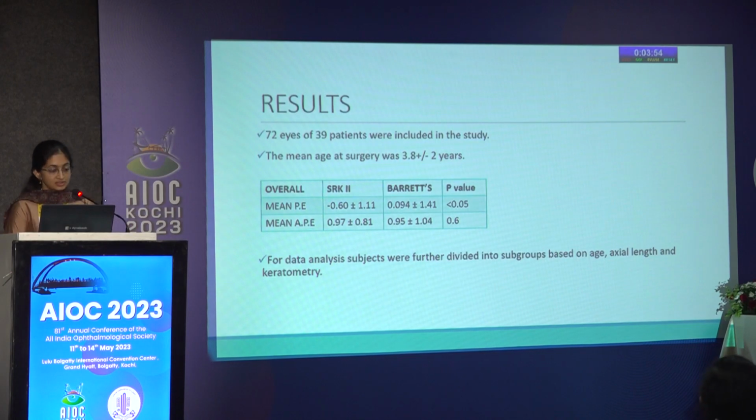So coming to the results, a total of 72 eyes of 39 patients were included. The mean age of surgery was around 3.8 years. In the overall cohort, we can see that the mean predictive error for Barrett's was much lesser compared to SRK2, and this value was statistically significant. But there was no major difference between the mean absolute predictive error in the two groups.